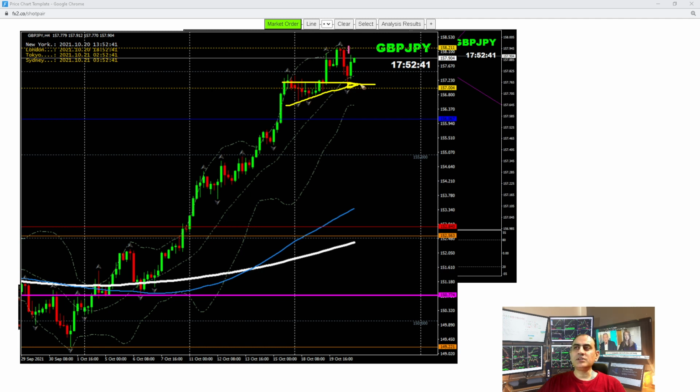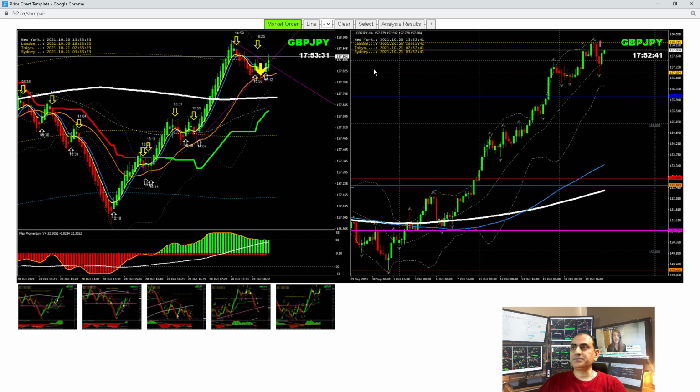Still our bias is long, as long as the previous high is broken and the price stays above that level, we still have a long bias. We're only going to take a short if the price breaks this recent low and then retests and gives us the confirmation. Otherwise, keep taking a long trade here.